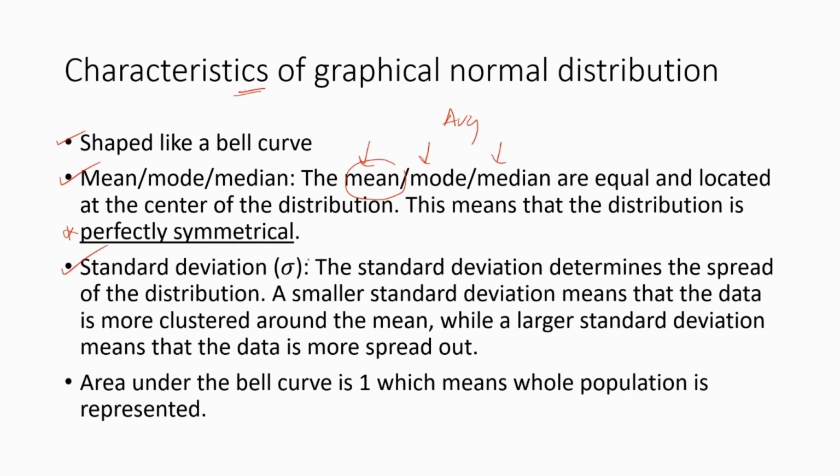Standard deviation. This is denoted by the Greek letter sigma. The standard deviation determines the spread of the distribution. A smaller standard deviation means that the data is more clustered around the mean, while a larger standard deviation means that the data is more spread out. Simply, this is the volatility of the data around the mean value. The higher the standard deviation, the higher the risk will be. The lower the standard deviation, the lower the risk will be.